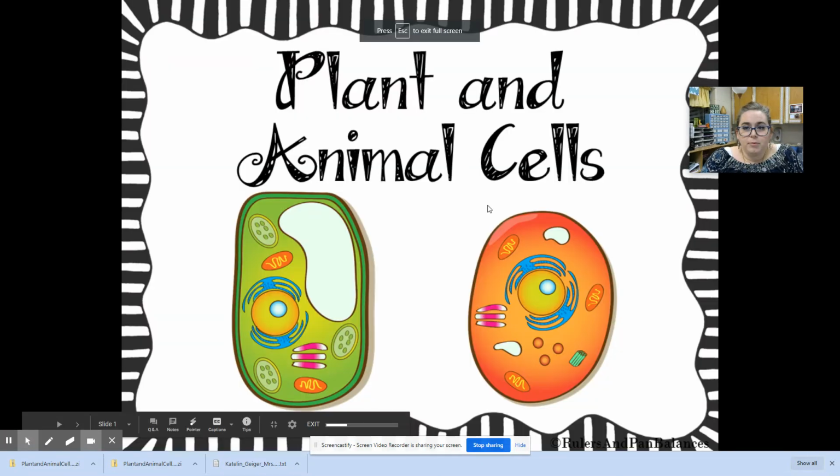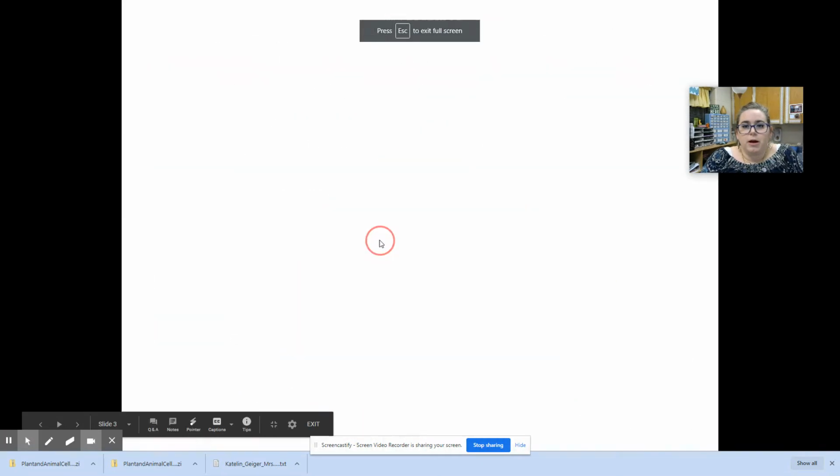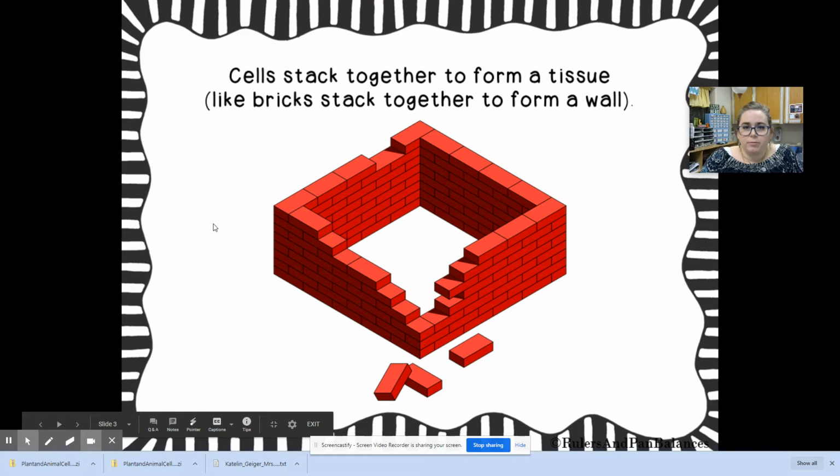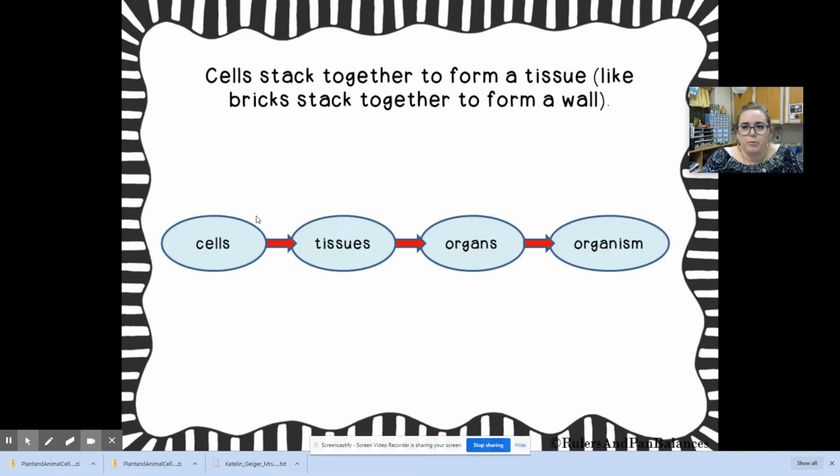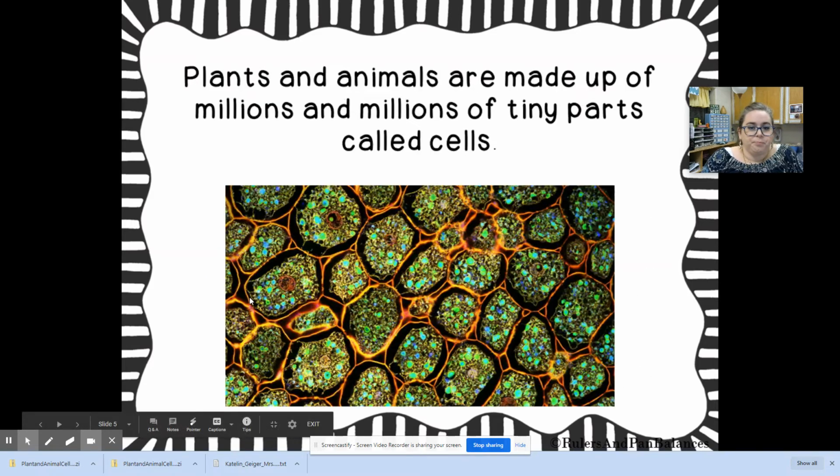All right, plant and animal cells. Cells are the building blocks of life. Cells stack together to form a tissue like bricks stack together to form a wall. So we have cells that stack together to form a tissue. Tissues stack together to form organs. Organs stack together to form an organism, like we're organisms. So all of our organs make us.